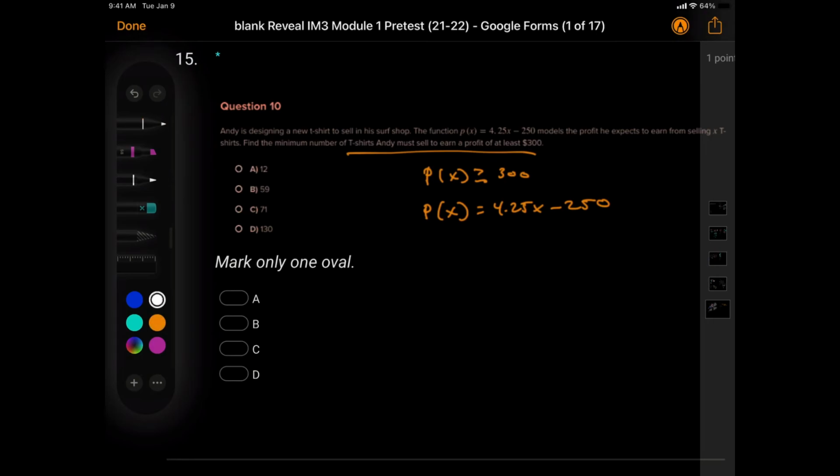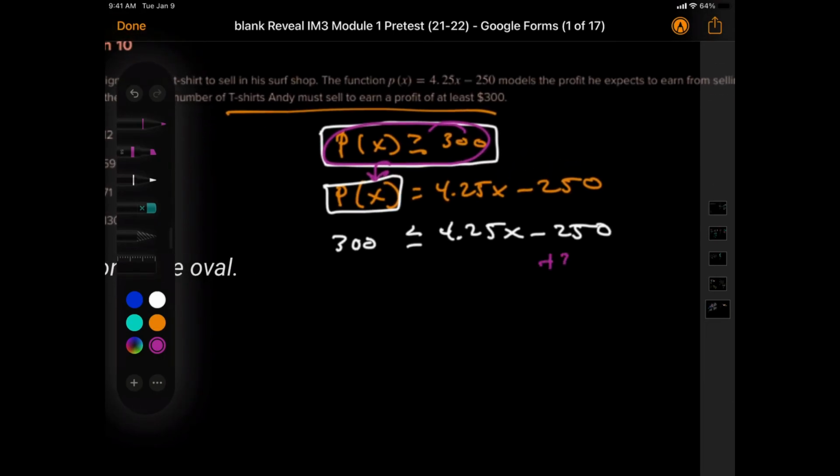I can just do a substitution. Every time I see P of x, we can write greater than or equal to 300. So I see P of x right here. I'm going to write 300. Notice how it's pointing towards the 300. So does that make sense? I'm basically taking all of this in pink and I'm putting it right there. Okay, so I'm just going to add 250. And I'm going to get 550 less than or equal to 4.25x.